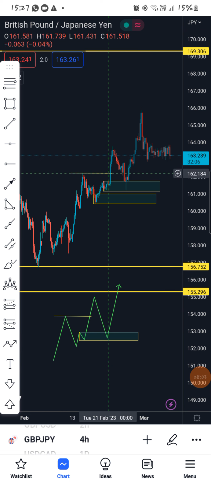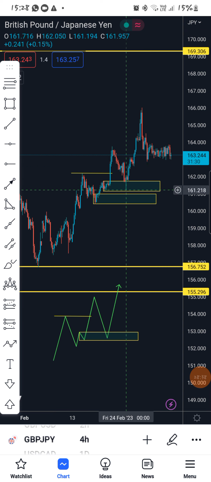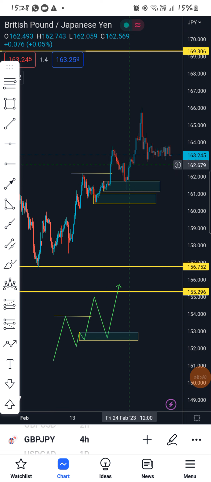So for now, we'll just focus on the fact that the market moves in a certain way: it breaks and pulls back, and then it finds a resistance and breaks, and then after breaking, it has to find a demand area where it can pull back to, and then go all the way in that direction. I hope you understand that, guys.